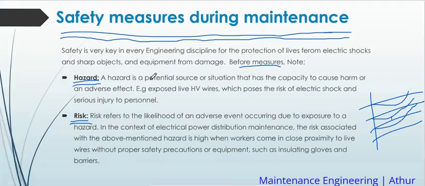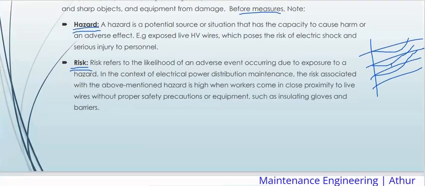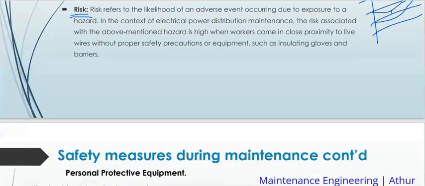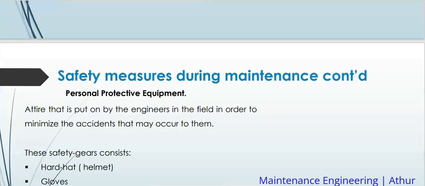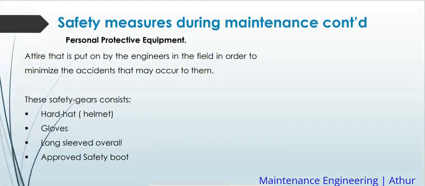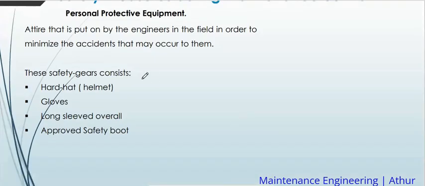Now, what a short circuit does will be a hazard. But the likelihood of this coming into contact with this is called a risk. A risk is the probability of this one coming into contact with this. But what happens after is called a hazard. So you need to read more about the risk and the hazard, because it is very important to differentiate them when we are doing maintenance. We have safety measures during maintenance. We have the PPE.